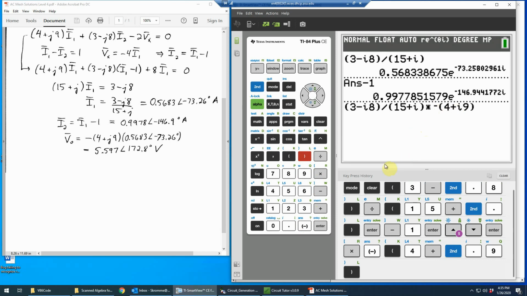And that should give you the correct answer. So that would be 5.597, angle 172.8 degrees, again, to 4 significant digits, just to preserve accuracy in the answers. And that would, of course, be in volts, since that's a voltage there.